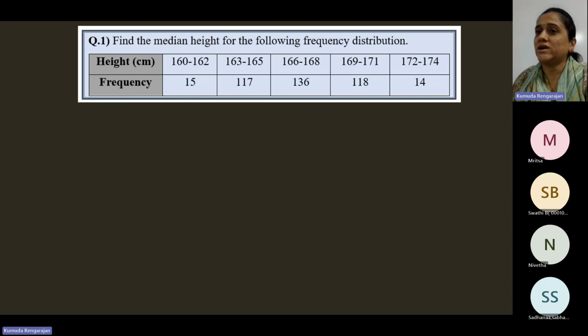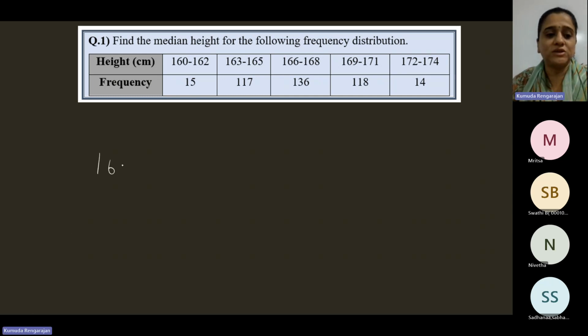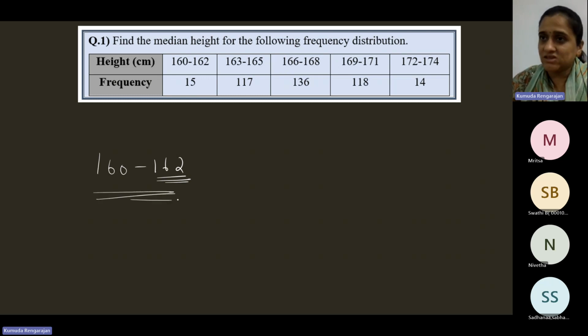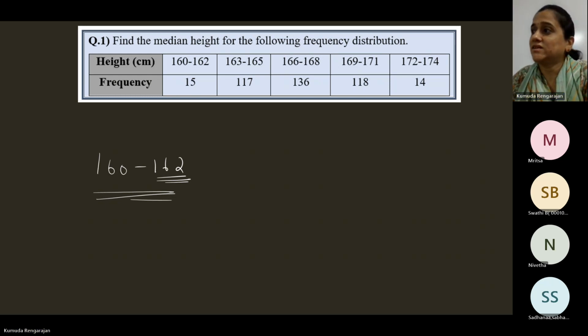So what's the answer to our question? Is the upper limit 162 of the first class interval, 160 to 162, included in the same class interval? Yes. So the class intervals are inclusive because it's included in the same class interval. If it is not included, that means it's excluded, and then it is an exclusive series.